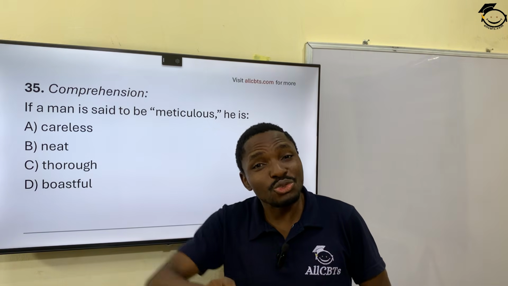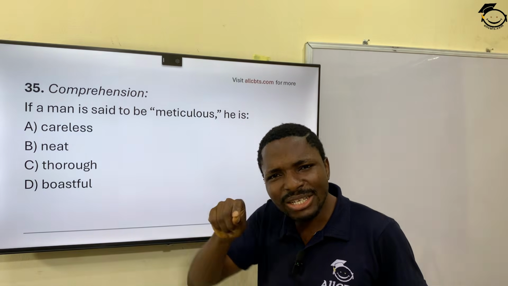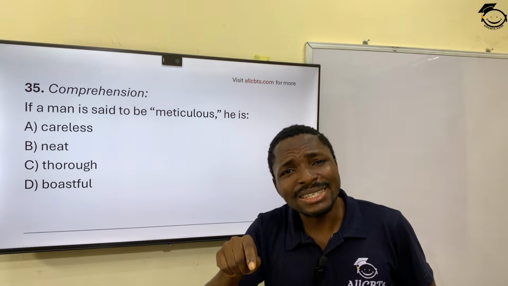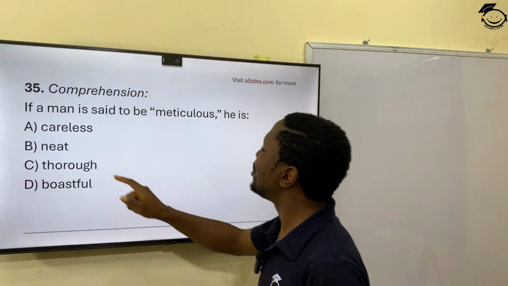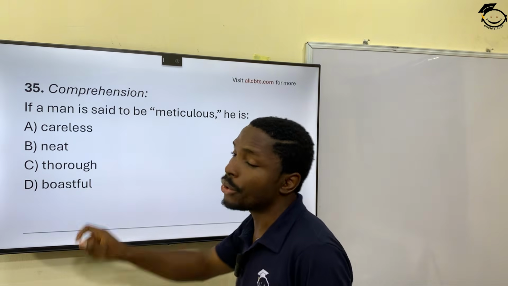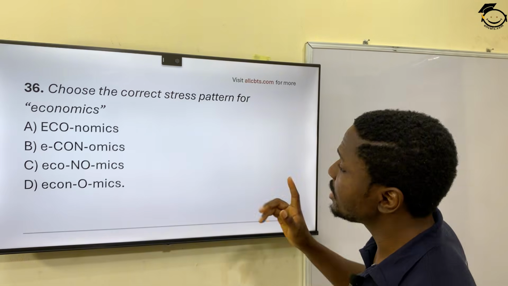Who observes is thorough. Yeah? So that's thorough there. He pays attention. The little things matter to him and he gives them attention. So thorough. Someone who is meticulous is thorough. Very thorough.